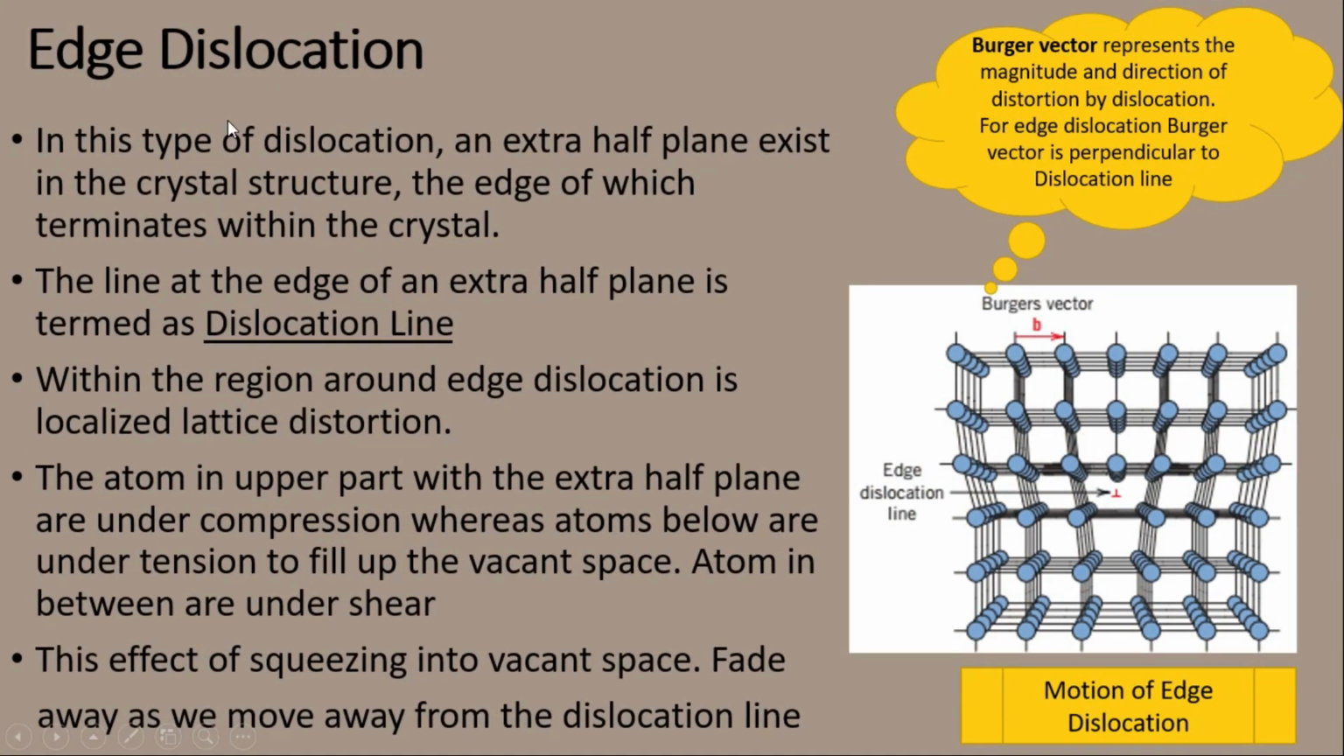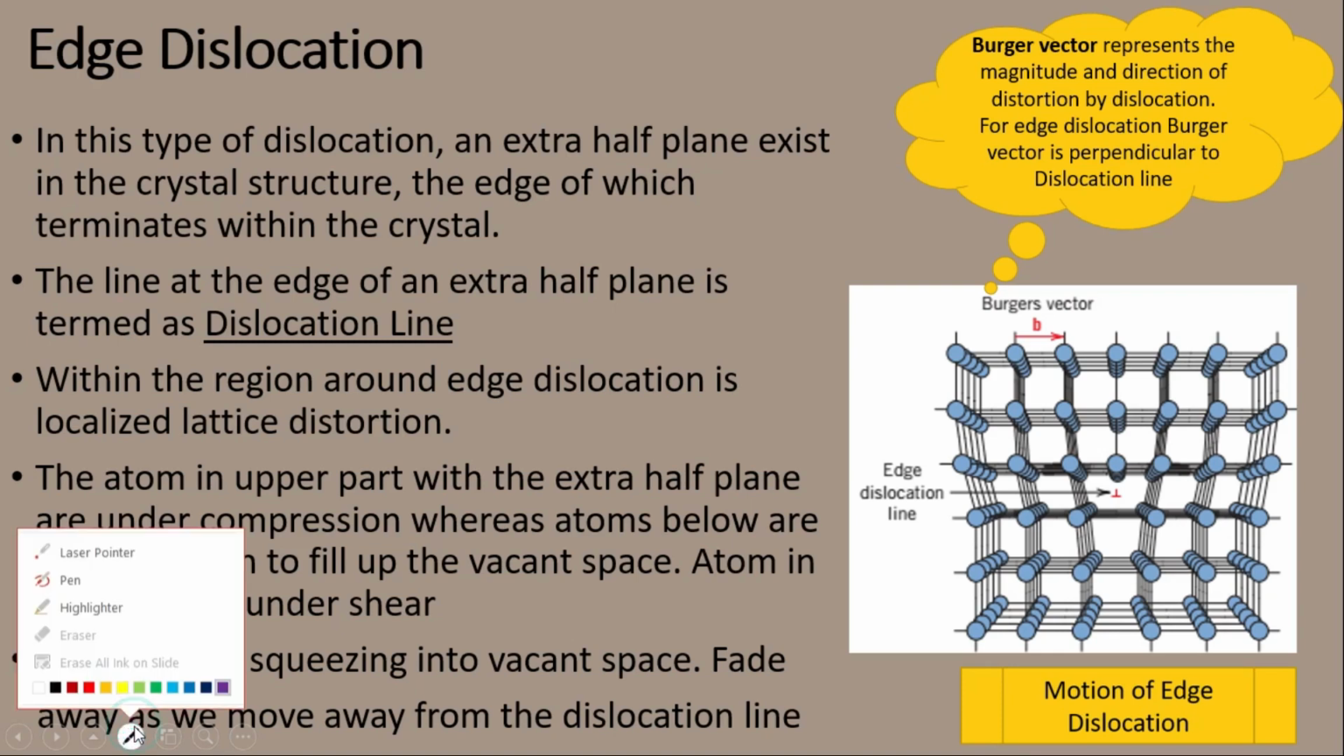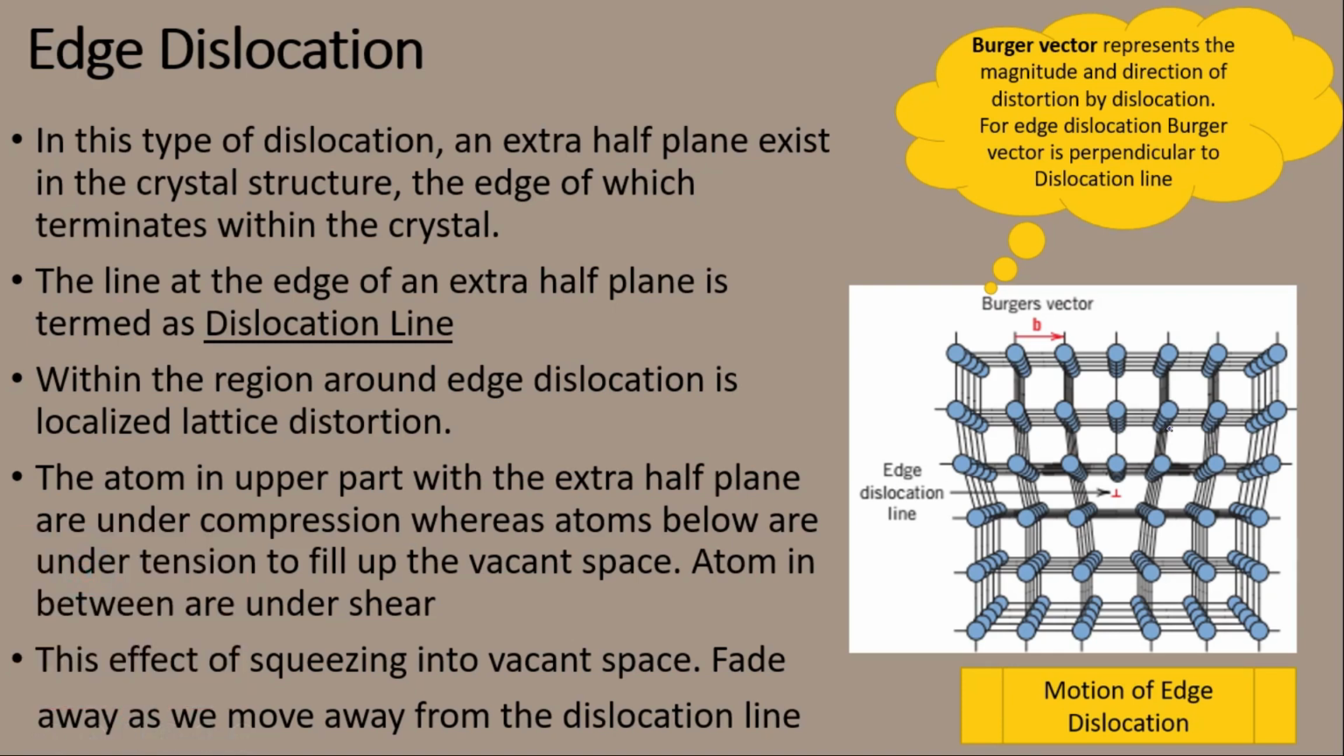In edge dislocation, in this type of dislocation, an extra half plane exists in the crystal structure, and the edge of which terminates within the crystal structure. So what happens here? There's the presence of an extra half plane like this one, as you can see here. An extra half plane exists in the crystal structure. So just because of this, its edge is within the crystal structure.